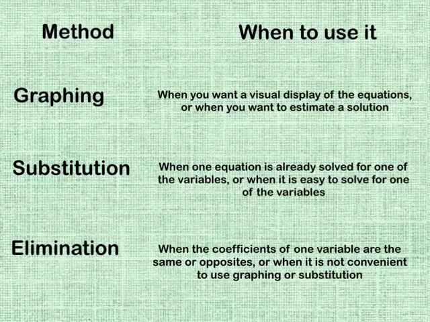Remember how to use all of the methods. Graphing: represent and estimate. Substitution: solve for one variable. And now elimination: eliminate that. Make two variables the same as 0. Cancel it out. As an ordered pair, you should write that.